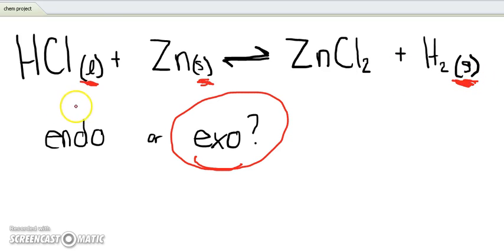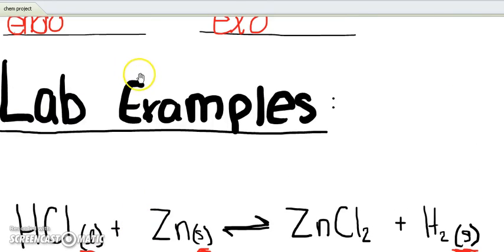And that's the overview of endothermic versus exothermic. I hope this helped.